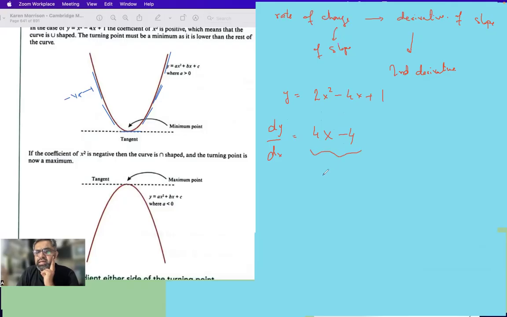4x minus 4 is the equation of a line, mx plus c. Whenever we have a straight line, y is equal to mx plus c, it means it has some slope. M is the slope. So if I draw 4x minus 4, it goes through minus 4. So it's something like this.